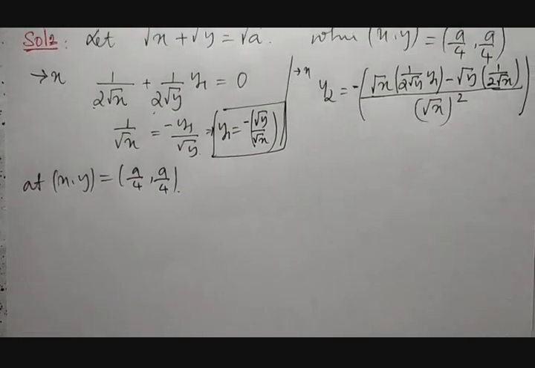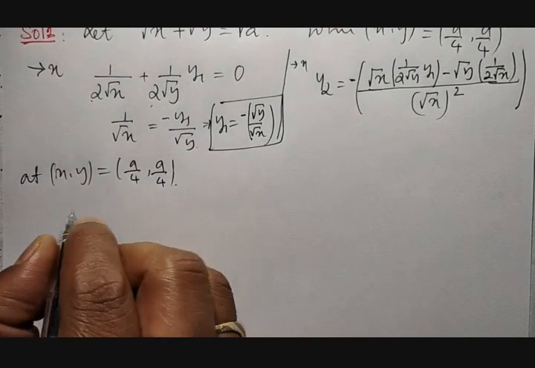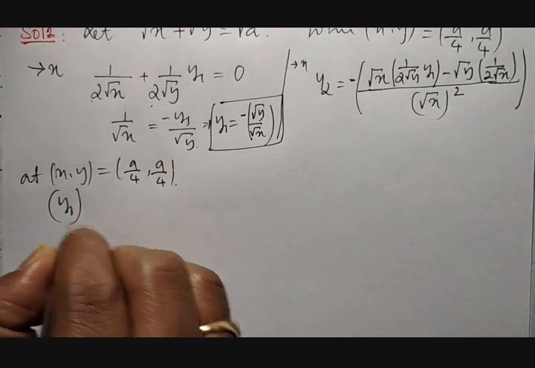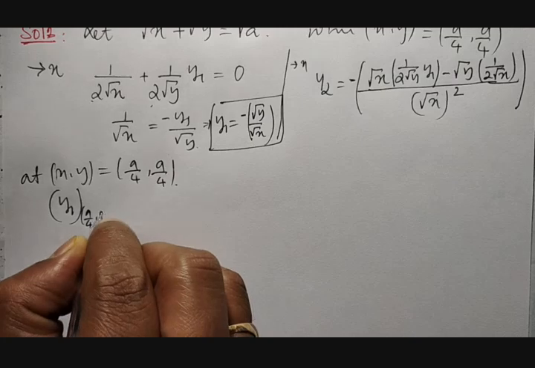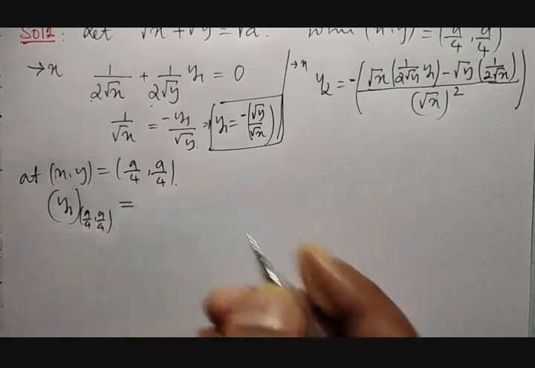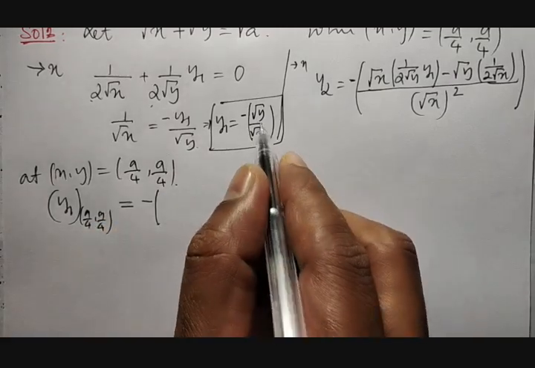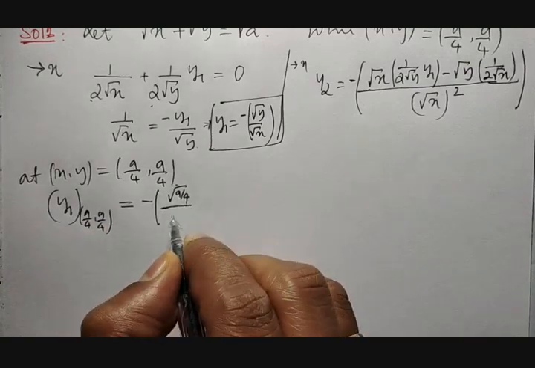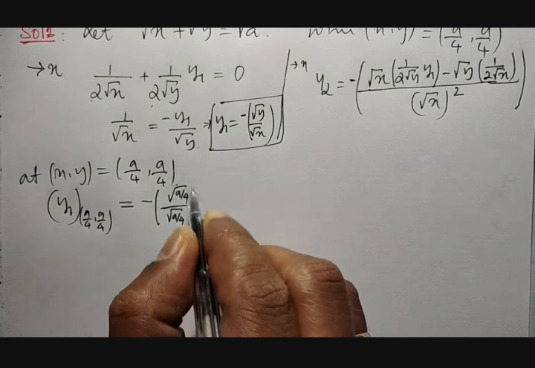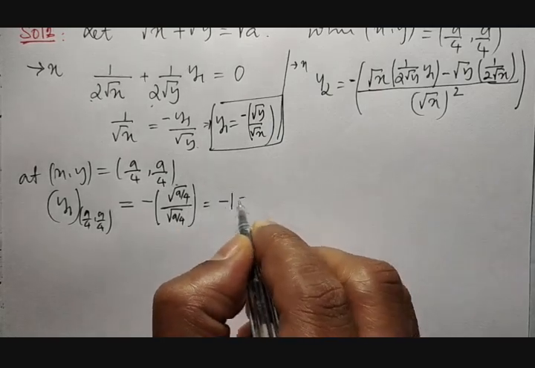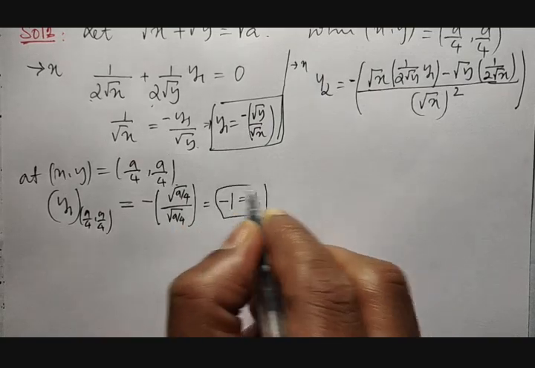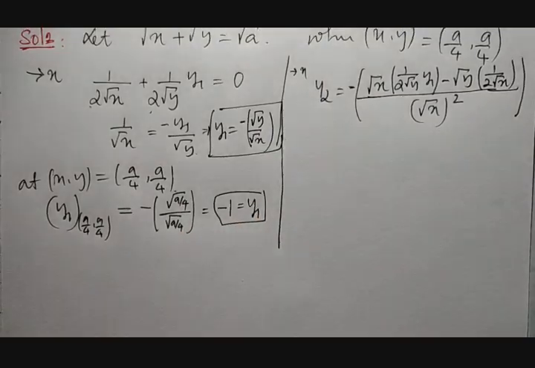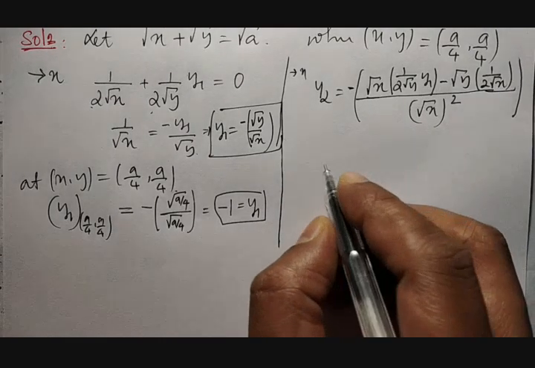Let us see what will be y1. y1 at (a by 4, a by 4) is equal to minus root a by 4 divided by root a by 4. It gets cancelled, so it is equal to minus 1. Therefore, y1 is equal to minus 1. Fine.